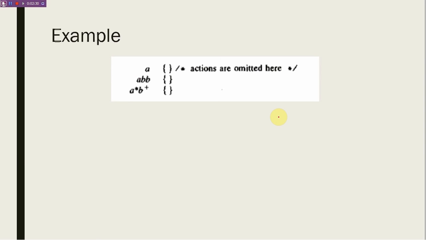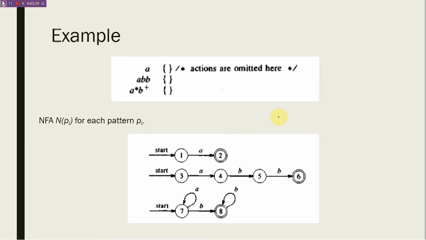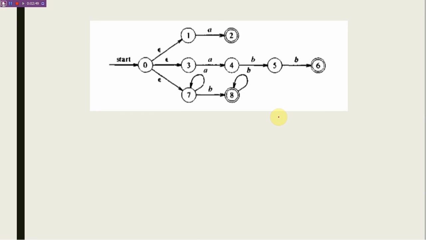Suppose we have a Lex program consisting of 3 regular expressions. As we said earlier, we'll construct an NFA for each pattern. So here's the machine for the pattern a, for the second pattern abb, and the third pattern a star b plus. We add a new start state, make an epsilon transition to each NFA, and then we'll have this combined NFA.